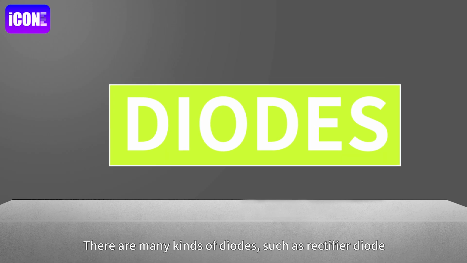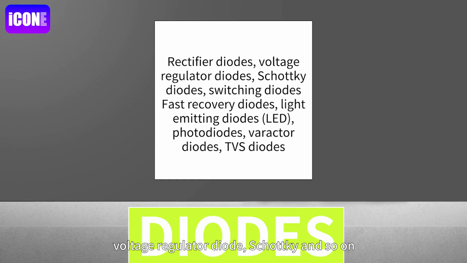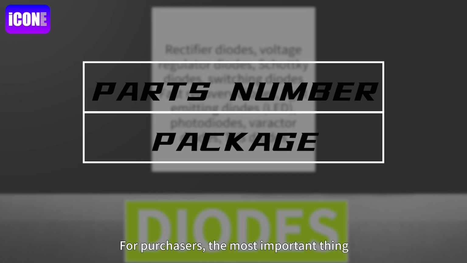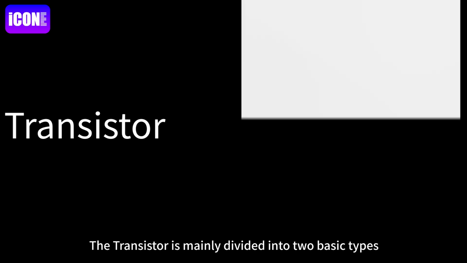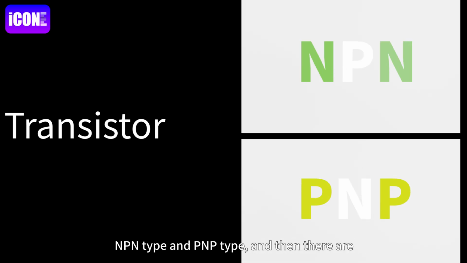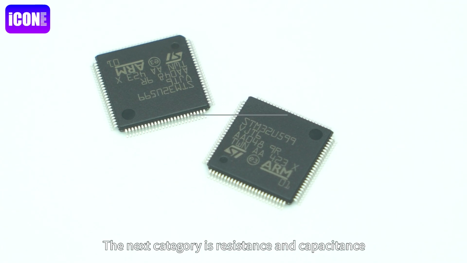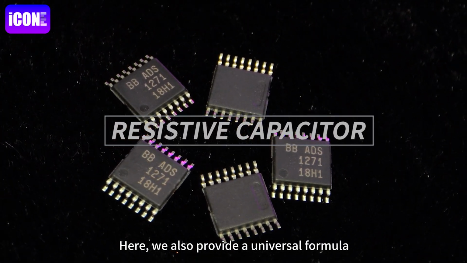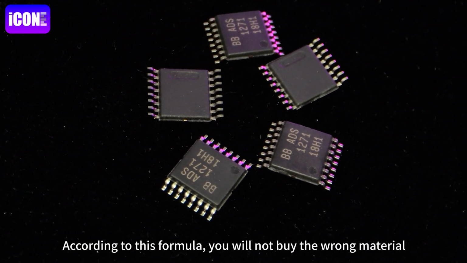There are many kinds of diodes, such as rectifier diode, voltage regulator diode, Schottky, and so on. These types only need to be roughly understood. For purchasers, the most important thing is to check the part number and packaging clearly. The transistor is mainly divided into two basic types, NPN type and PNP type. And then there are field effect transistors and bipolar transistors. The next category is resistance and capacitance. Here, we also provide a universal formula for friends to purchase. According to this formula, you will not buy the wrong material.